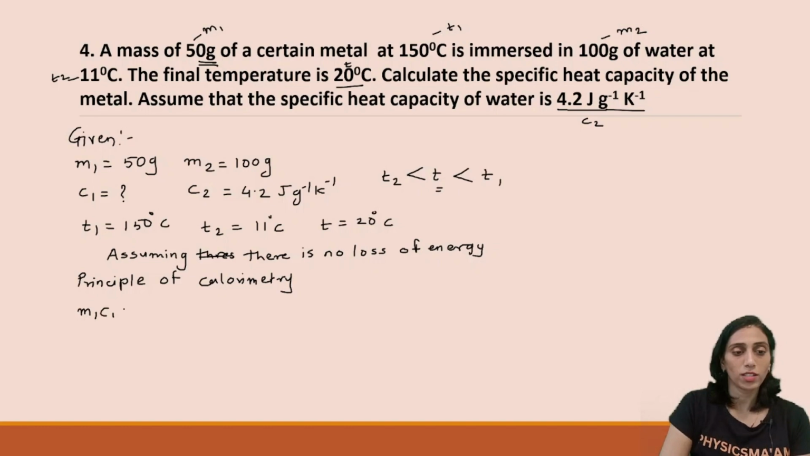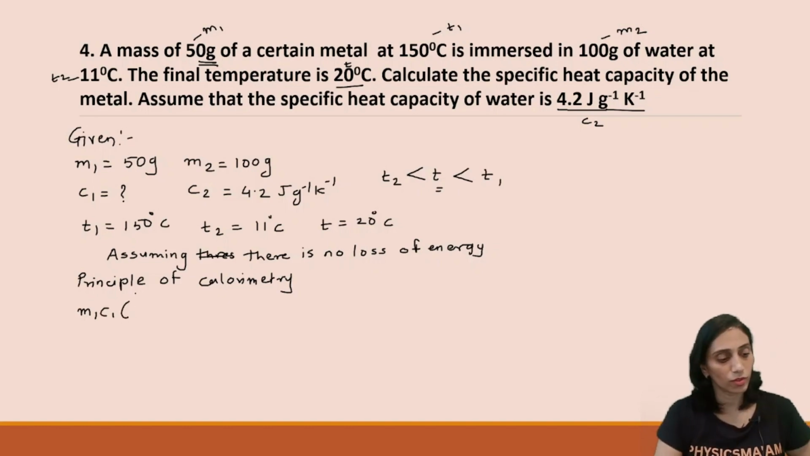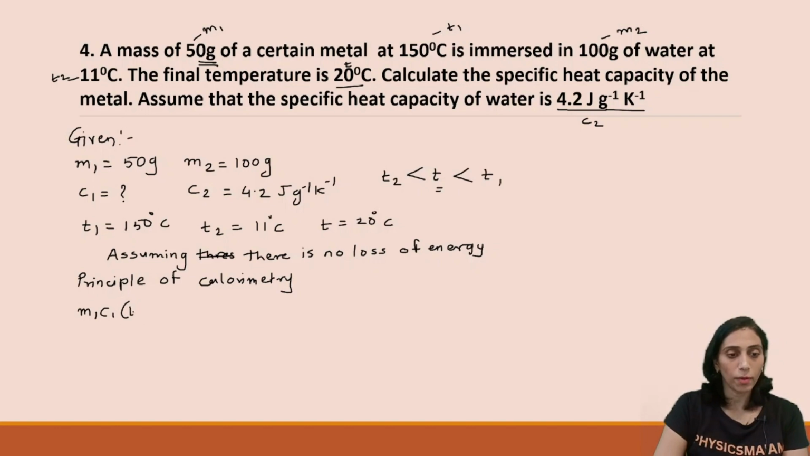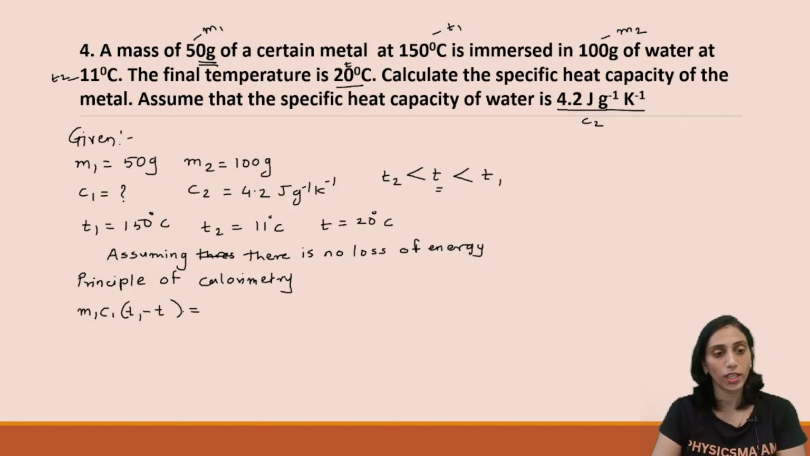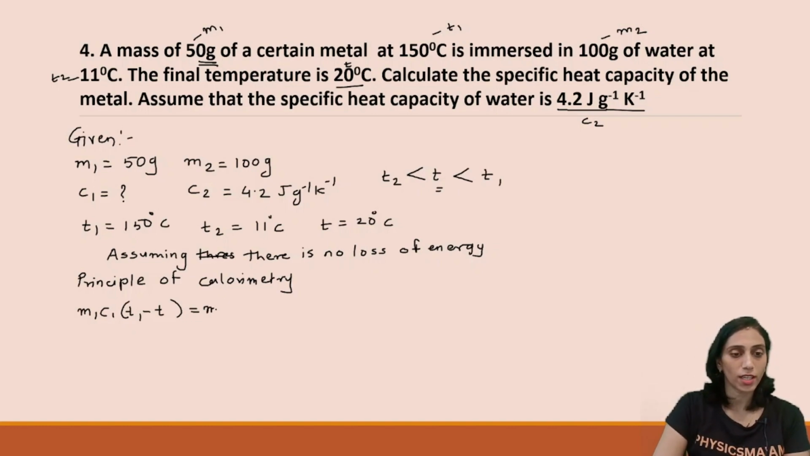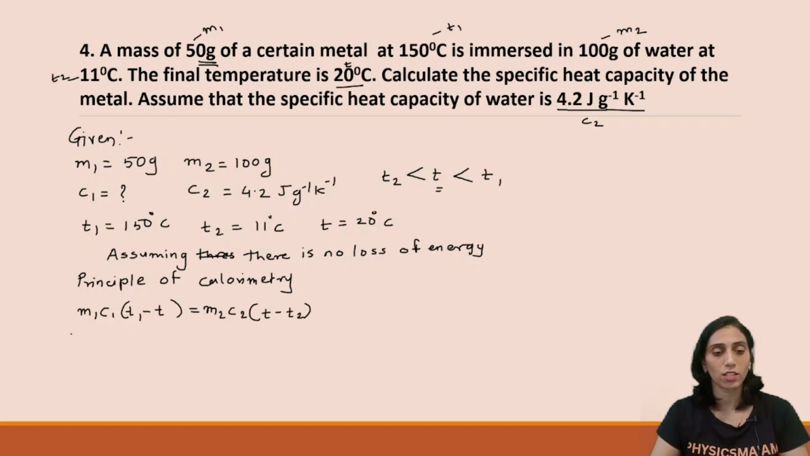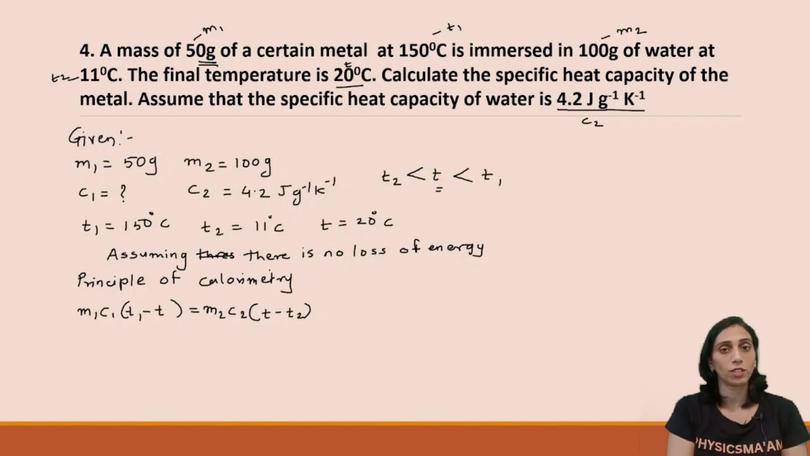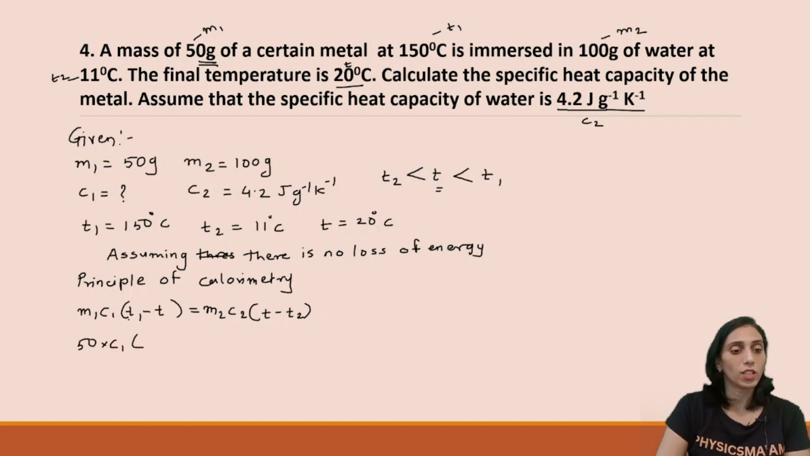It is M1C1, as I said, what is the formula? T1 minus T, which is the drop in temperature of the hot body, and the gain in temperature of the cold body, so I write this as M2C2 (T minus T2). So we have to simply substitute. This becomes easy. If you want to calculate separately, you can calculate the left side, then the right side, and then equate them.